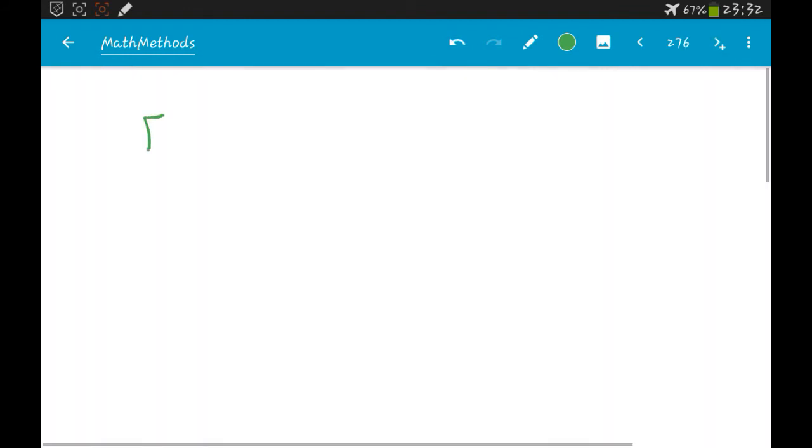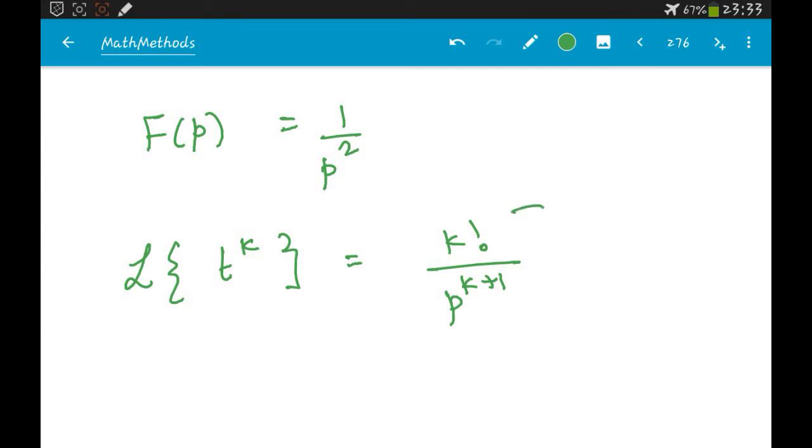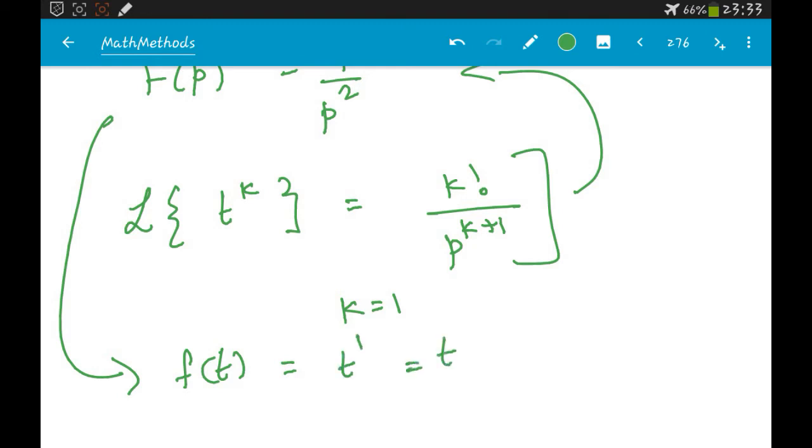Alright. So f of p is 1 by p square. Now there is a formula, if you remember, which is the Laplace transform of t power k is k factorial by p power k plus 1. So if you compare this equation to this, you will see that here k is 1. That's why you get p square. Which means that f of t is going to be t power k, which is t power 1, which is t.